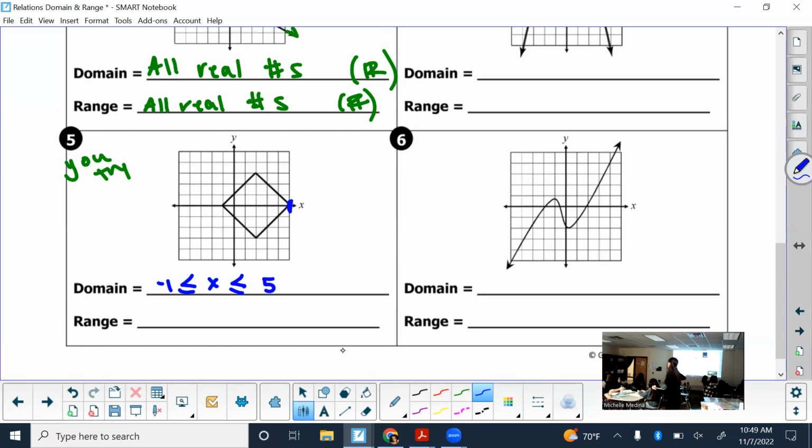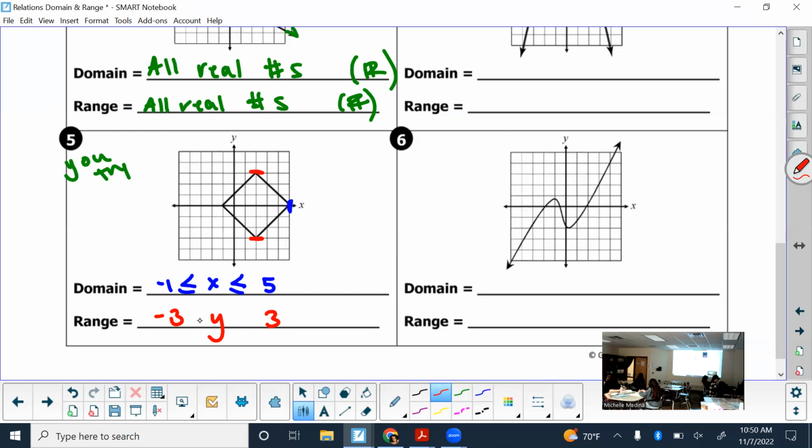What about the range? Are there any boundaries on the y-axis for this? Well, I just did the line the first time. Yes, how many boundaries? So here and here, when you scan from up and down, here's the uppermost part, here's the lowermost part. What y value is the uppermost part? +3. What's the lowermost y value? -3.